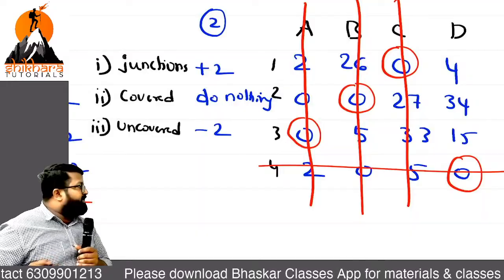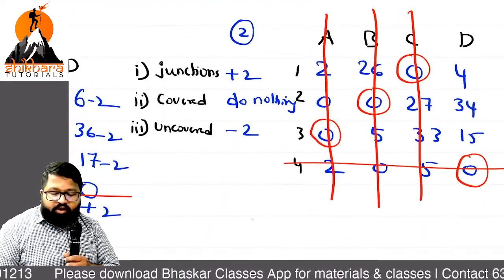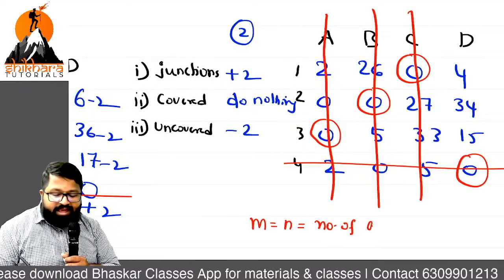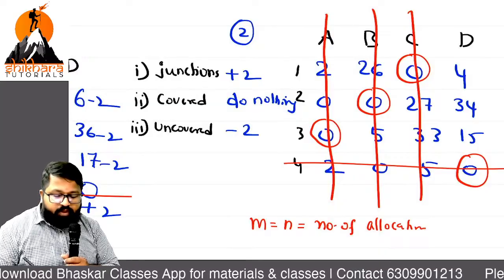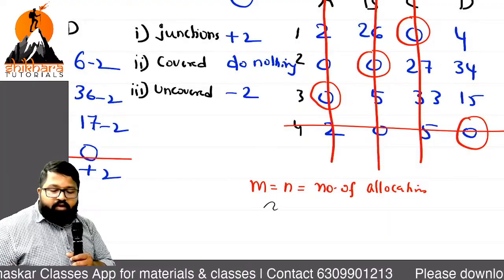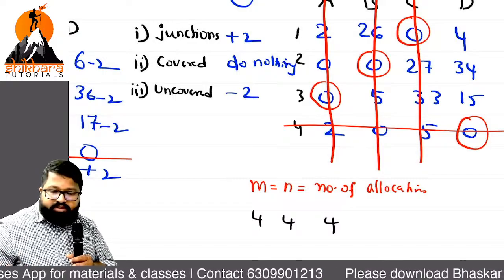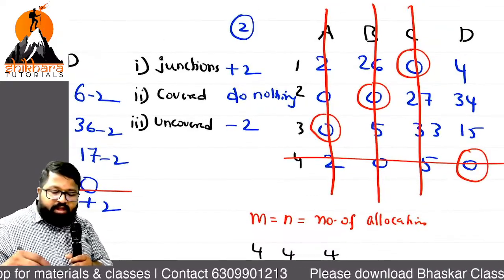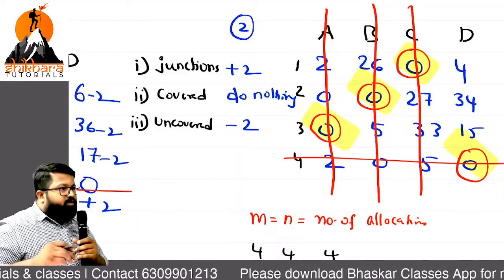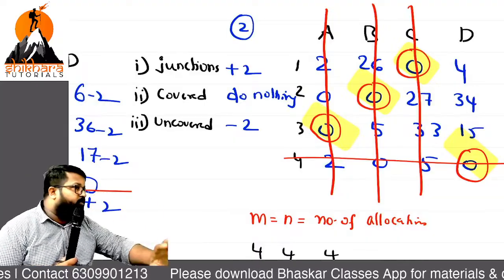Now let us go for a test. What is the test? Whether the cross check is satisfied or not. What is that cross check? M equal to N equal to number of allocations. Is it satisfying? Value of M? 4. Value of N? 4. Number of allocations? 4. So what are the allocations there? Can you identify with cell address? These are the 4. As the condition is reached, we cleared the test for optimality.